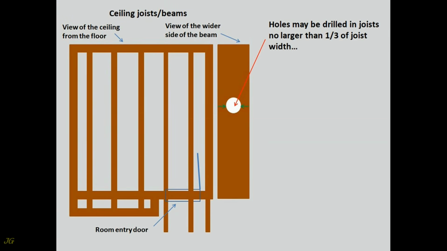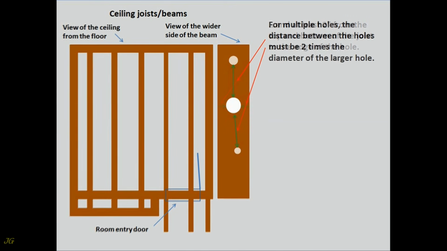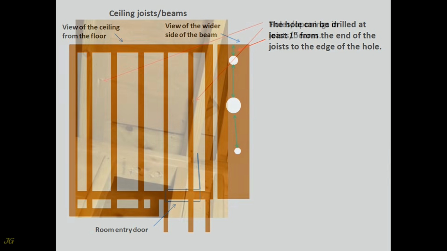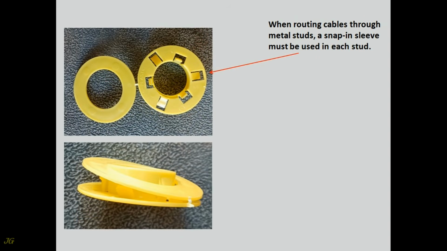Holes may be drilled in joists no larger than 1/3 of joist width, and at least 2 inches from the top and bottom of the joist to the edge of the hole. For multiple holes, the distance between the holes must be 2 times the diameter of the larger hole. The hole can be drilled at least 1 inch from the end of the joists to the edge of the hole. Holes in joists and beams. When routing cables through metal studs, a snap-in sleeve must be used in each stud.